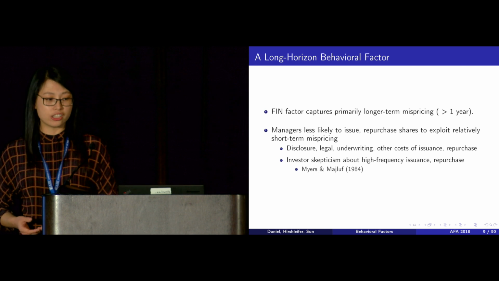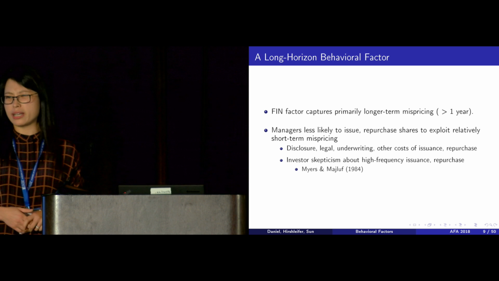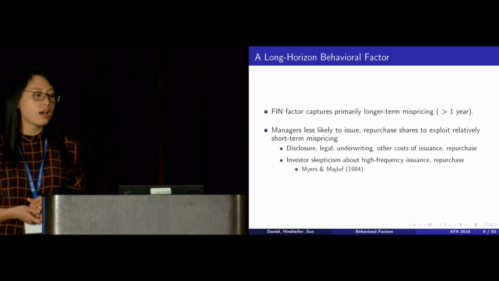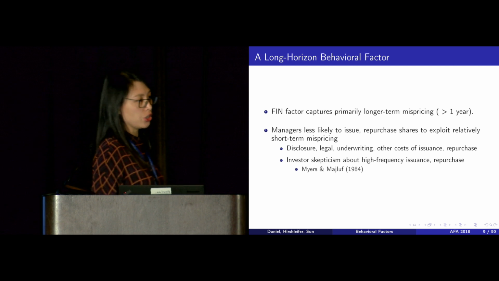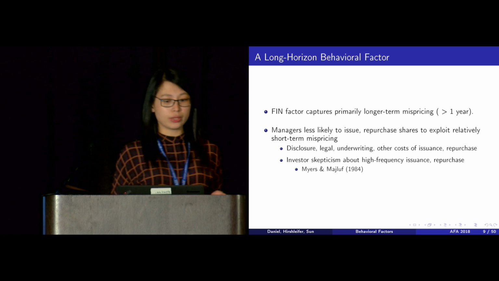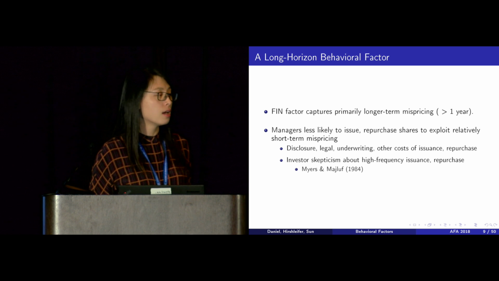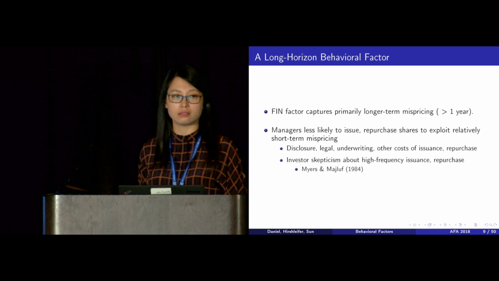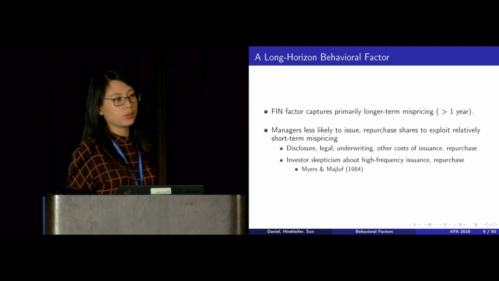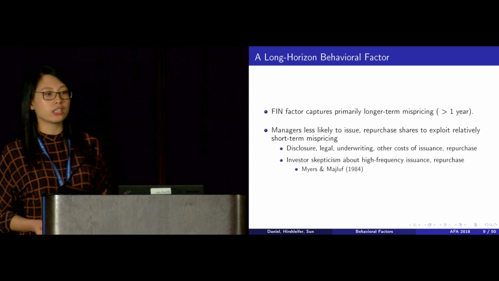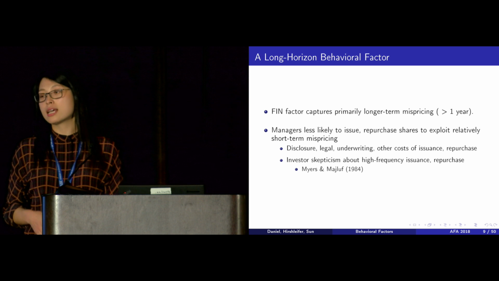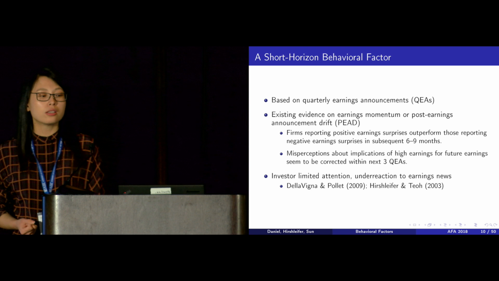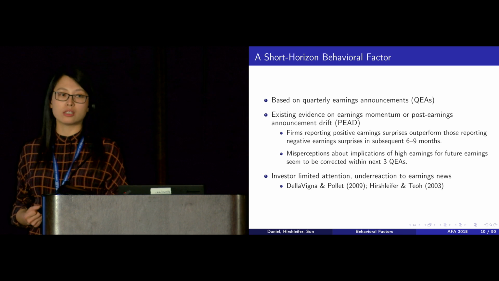And we form a further conjecture that this financing factor mostly captures primary long-term mispricing that corrects beyond 1 year. We believe that managers are less likely to issue or repurchase to exploit relatively short-term mispricing for many possible reasons. For example, the underwriting, legal, or disclosure cost of issuing or repurchasing, or, in line with the asymmetric information model, if managers indeed do this high-frequency issuing or repurchasing, investors could get skeptical about whether managers are trading against them. So that's the first financing factor over long horizon.